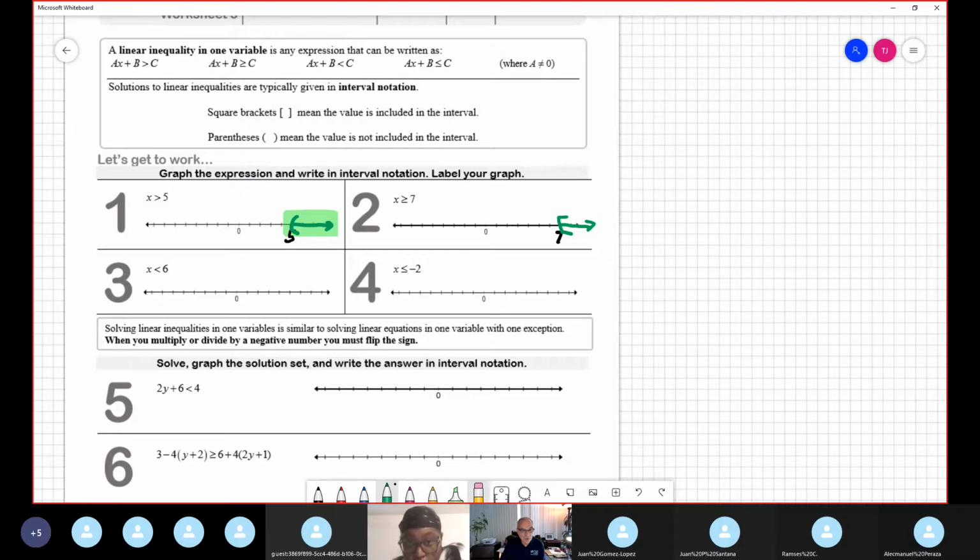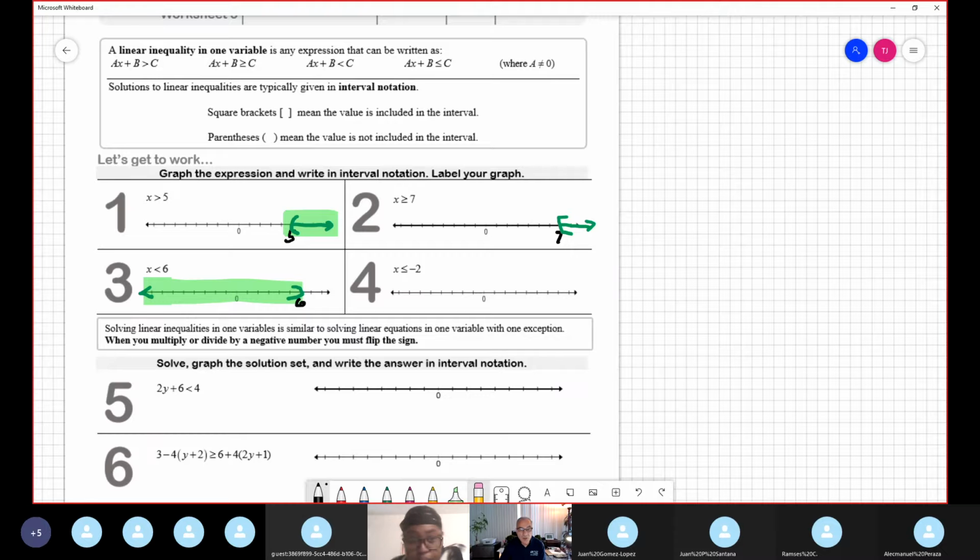That means we can include 7 inside the interval. Okay, number 3 is 6. 1, 2, 3, 4, 5, 6 here. But in this case, to the left, because it is less than. This continues forever here. And of course, the solution does not include 6 because I don't see an equal sign.